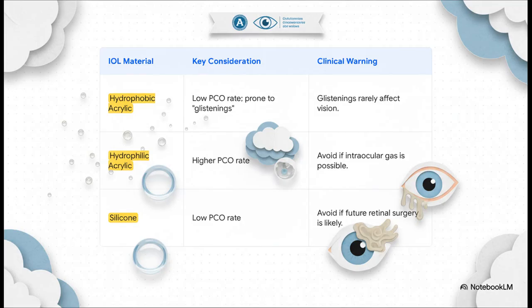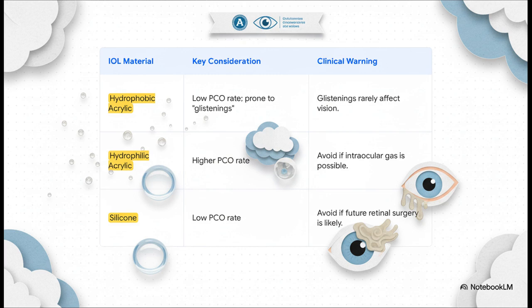Now, not all IOLs are created equal, and the material they're made of has real-world consequences. Let's just walk through this table. Hydrophobic acrylics are really common. They have a low rate of a late complication called PCO, but they can get these little glistenings, though that almost never affects vision. Then you have hydrophilic acrylics. They have a higher PCO rate, and this is a big warning from the guidelines. You have to avoid them in patients who might need a gas bubble put in their eye for retinal surgery because the lens can actually calcify. And finally, silicone lenses.